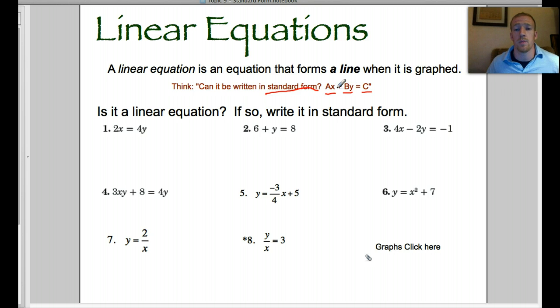Alright, so the things that will produce a nonlinearity are things like an exponent. Things like multiplying a variable times a variable will not work. And then dividing by a variable. Here we're dividing by an x, and that produces a nonlinearity. So let's show you these three right now: multiplying two variables, the exponent, and dividing by a variable.